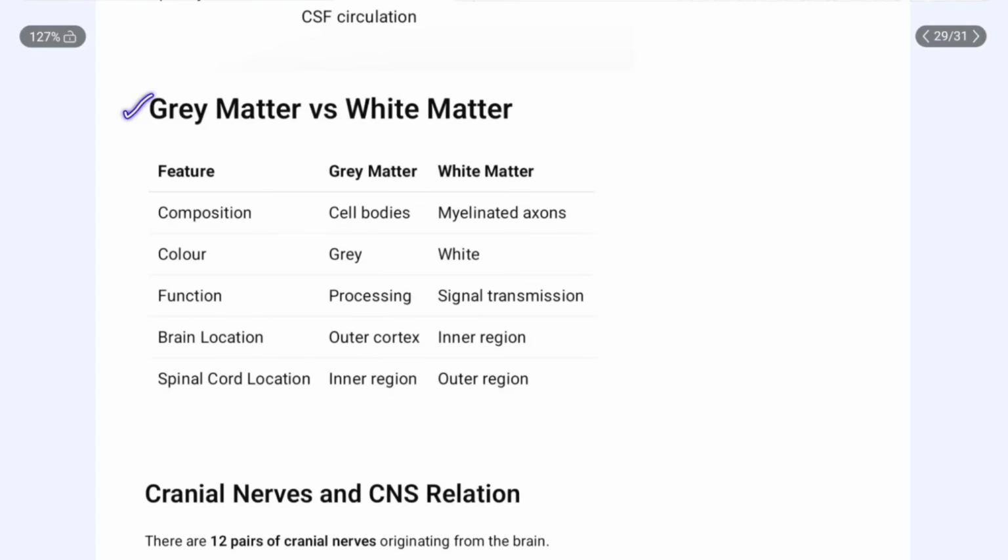Now, what is the difference between gray matter and white matter? In composition, gray matter consists of cell bodies. White matter consists of myelinated axons. Color gray, white. Function is, in case of gray matter it is processing and white matter signal transmission. Brain location, outer cortex, white matter inner region. Spinal cord location, gray matter inner region, white matter outer region.